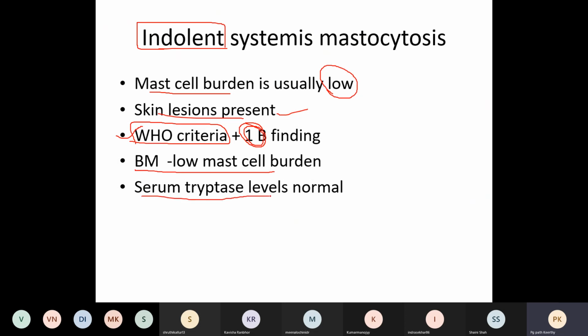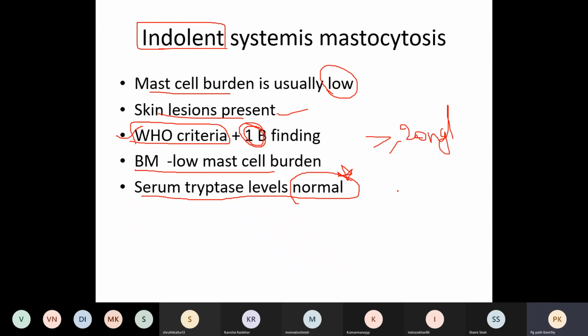That's why the serum tryptase levels are normal. So you should keep in mind, it's not always that a serum tryptase level of more than or equal to 20 nanograms is required for diagnosis. Even if it's a systemic mastocytosis, the serum tryptase levels can be normal. Okay, got it?